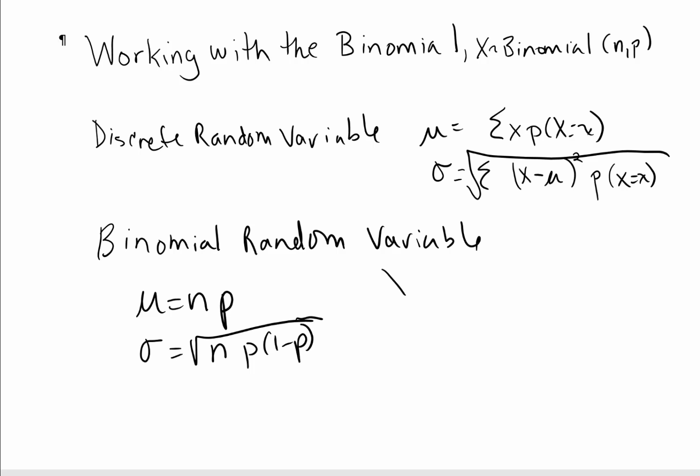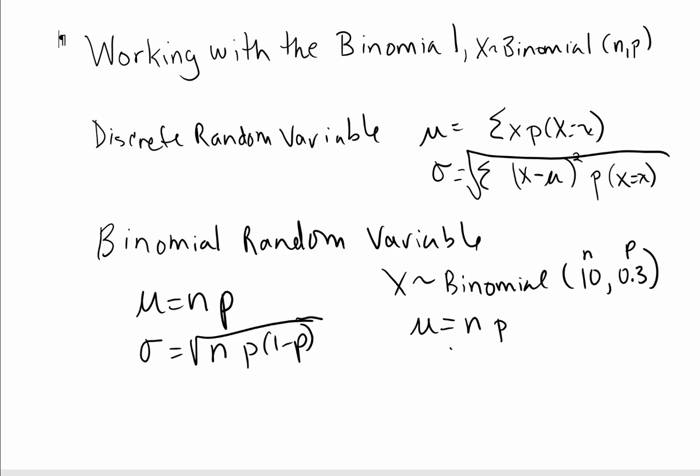So for example, if my random variable is binomial and the parameters are 10 and let's say 0.3, so the probability of a success is 0.3, the mean of this distribution is going to be n times p, so that would be 10 times 0.3, or 3. So my expected value for this random variable, where the probability of a success is 0.3, would be 3.